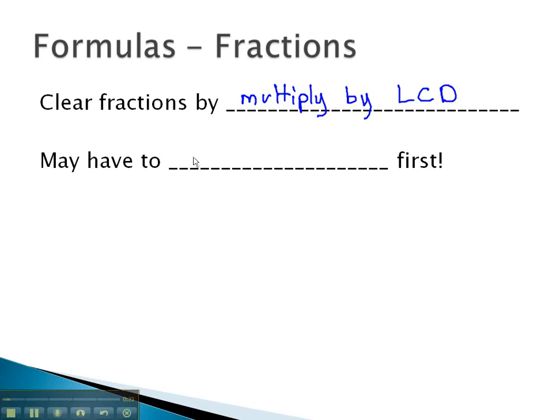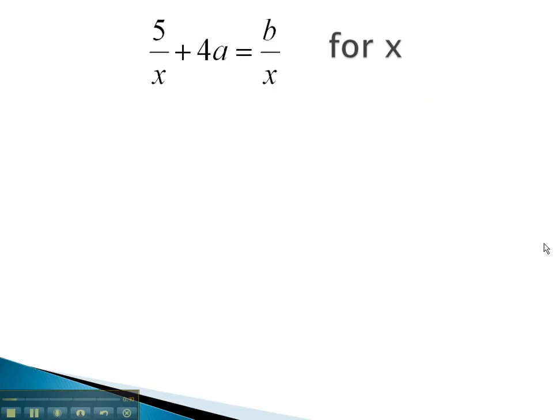As we do, remember we may have to distribute first before we can multiply by the LCD to be sure we arrive at the correct solution. Let's try some examples where we clear fractions by multiplying by the LCD.